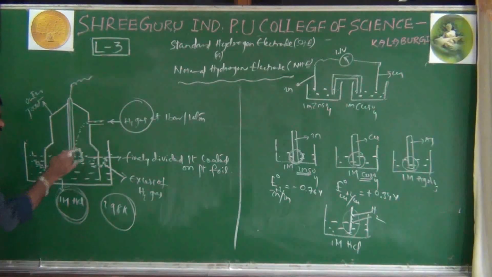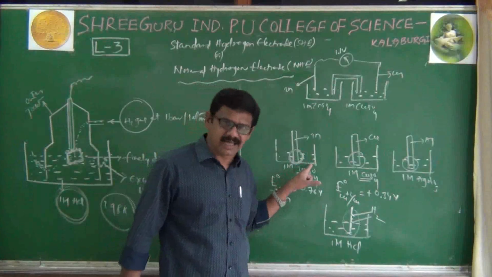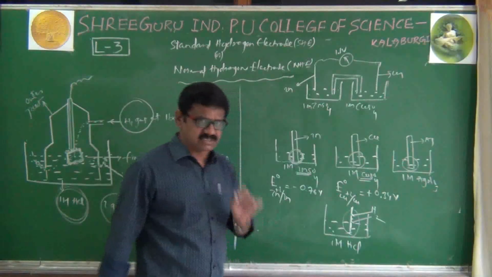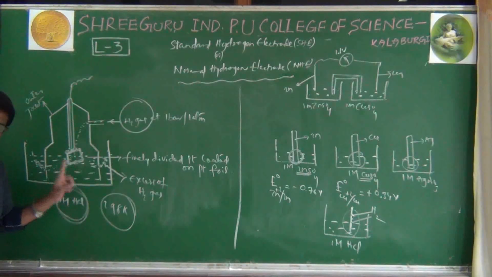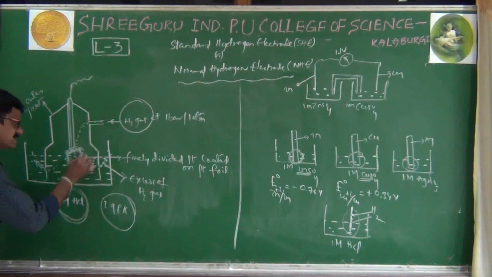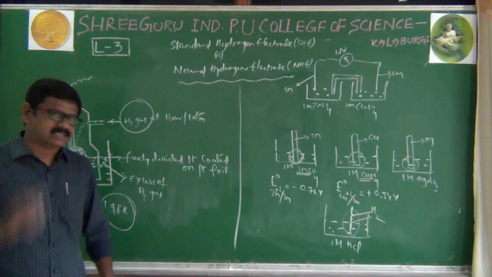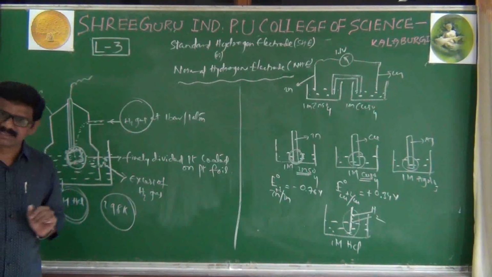That's why hydrogen is in contact with HCl solution. Just like how zinc rod has contacted with the ZnSO4 solution, similarly hydrogen gas has contacted with the HCl solution, nothing but H plus ions. Here some potential is developing. That potential is assumed as 0. It is not a calculated value, it is assumed as 0 volts.